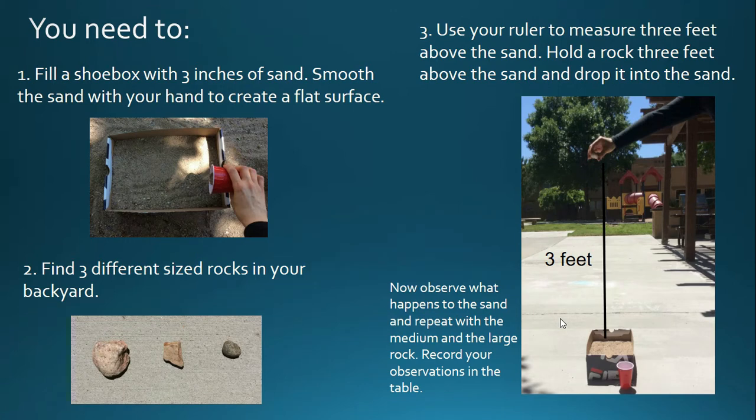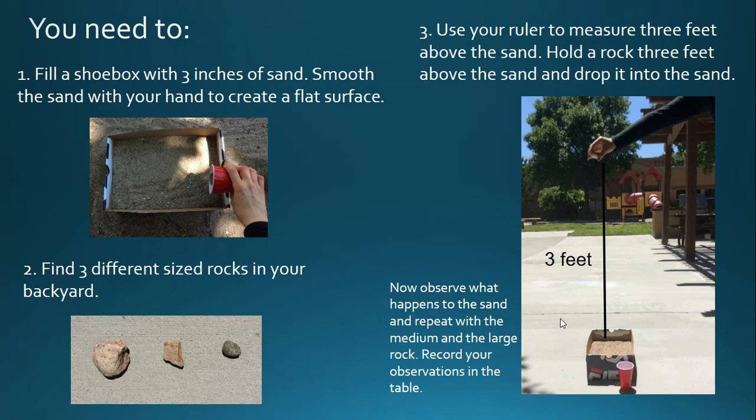Next, you need to find a small, a medium, and a large rock. And then you need to hold one of those rocks. I would suggest starting with the small rock. So hold the small rock above the sand and use your ruler to measure that the distance between the rock and the sand is 3 feet. Once you've measured that distance to be 3 feet, then you need to drop the rock into the sand and observe to see what happens to the sand.